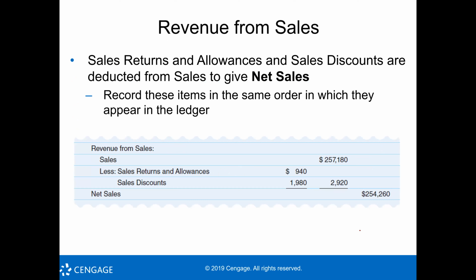Okay, revenue from sales. We've looked at this before. Sales returns and allowances and sales discounts are deducted from sales to arrive at net sales. Record these items in the same order in which they appear in the ledger. So you see, this is our total sales, right? And then we subtract sales returns and allowances. We subtract sales discounts. We're going to subtract 2920. So then that gets us to net sales of 254,260.